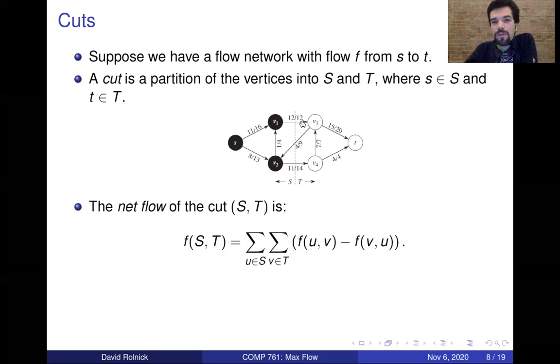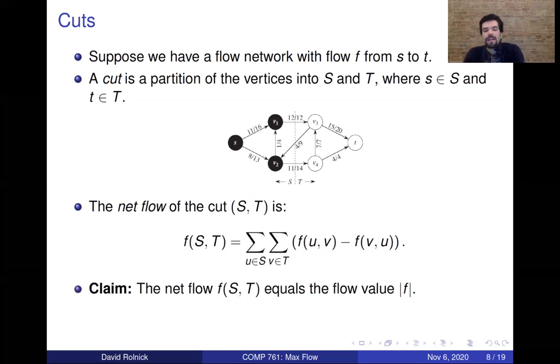19 was also the value of this flow. It was 11 plus 8 coming out of the source, and 15 plus 4 going into the sink. It turns out that it is true in general that the net flow across a cut equals the flow value. Let's prove this.